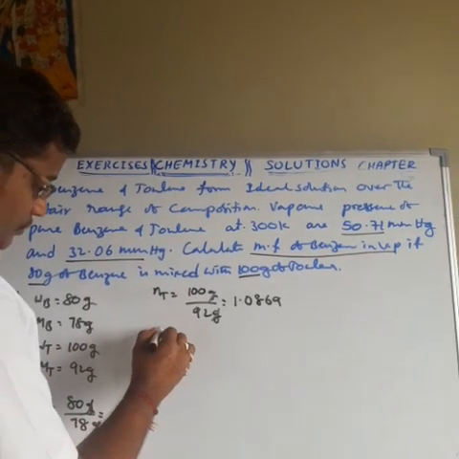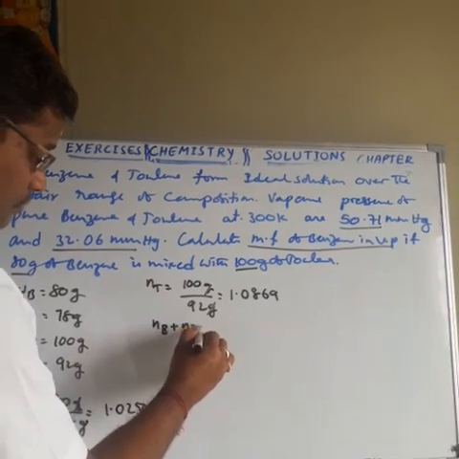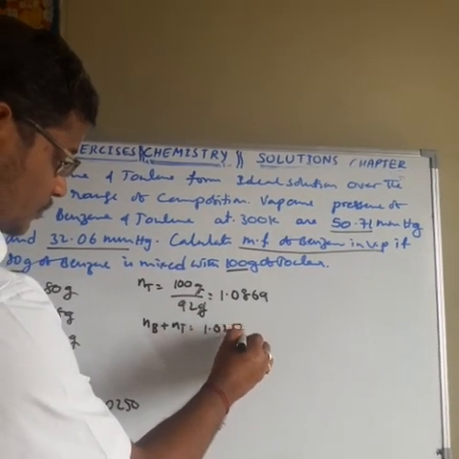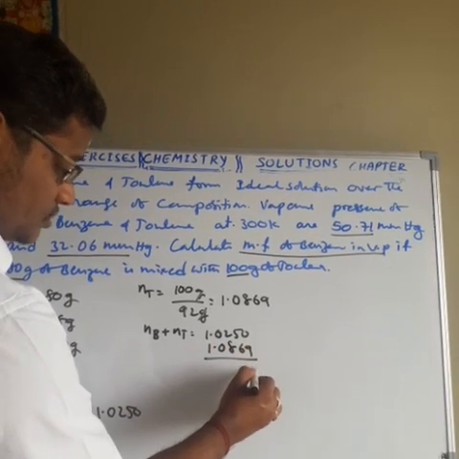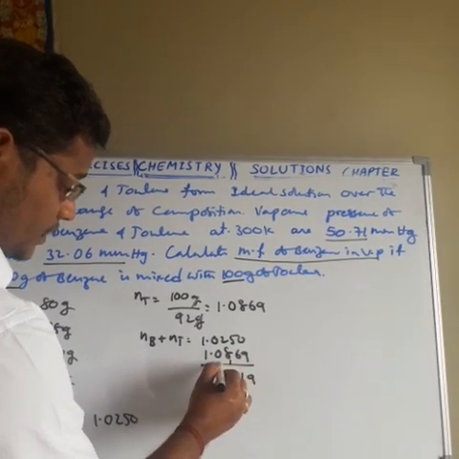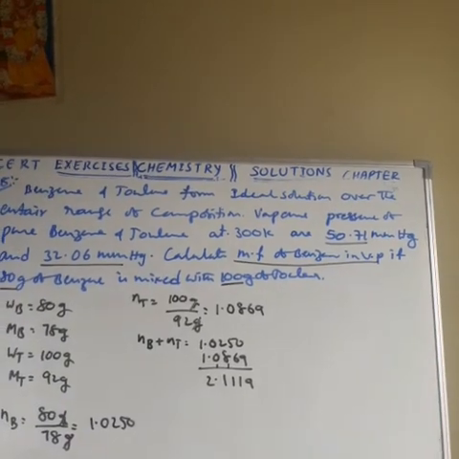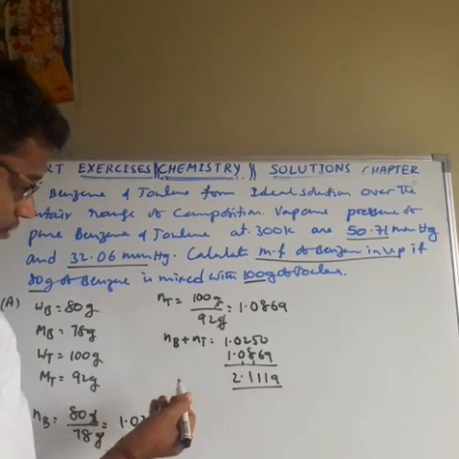Then the next one is the total number of moles, benzene plus toluene. 1.0250 plus 1.0869, its value is 2.11. So that is the total number of moles.